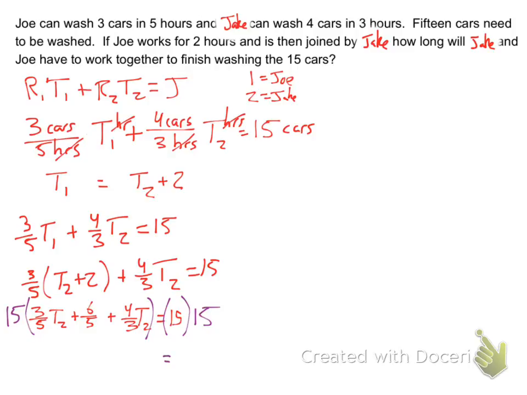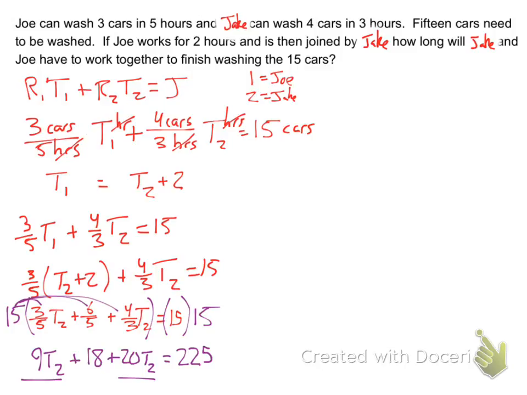15 makes 225. What happens when I multiply 15 to the first group? What's 15 divided by 5? 3. Times it by 3. So you get 9t squared. Plus, what's 15 divided by 5 again? 3. Times it by 6. 18 plus 15 divided by 3 times 4, 20t squared. I can gather like terms.